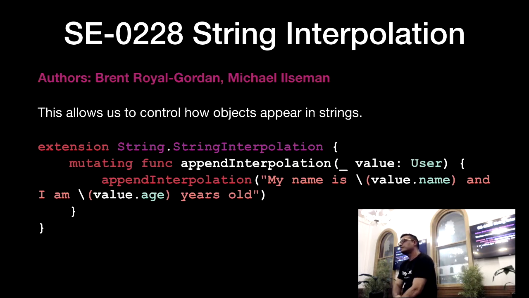Now, with this, the best part is you can actually write your own string interpolations. So you can format how you want that particular thing to be. All you need is you need to set this extension and add a function called appendInterpolation. And if you do that, you're all good.